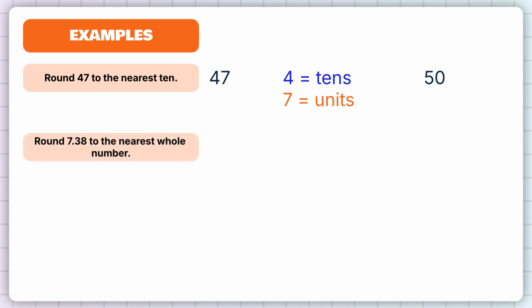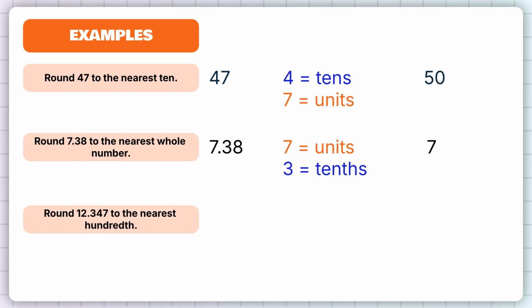Now, in our second example, we have to round 7.38 to the nearest whole number. First, identify the digit in the unit's place. For 7.38, the digit in the unit's place is 7. Look at the digit in the tenths place. The digit in the tenths place is 3. If the tenths digit is 5 or more, we round up. If it is less than 5, we round down. Since 3 is less than 5, we round down. Therefore, 7.38 rounded to the nearest whole number is 7.